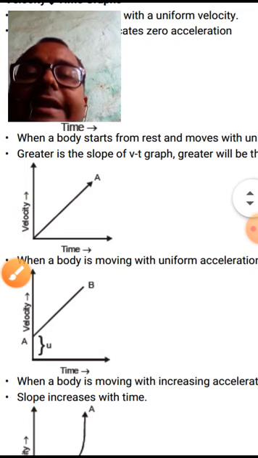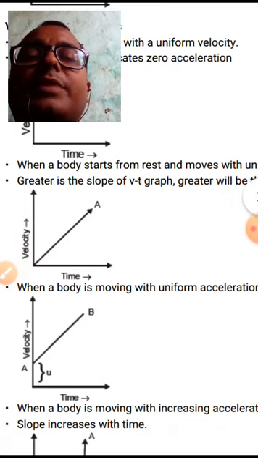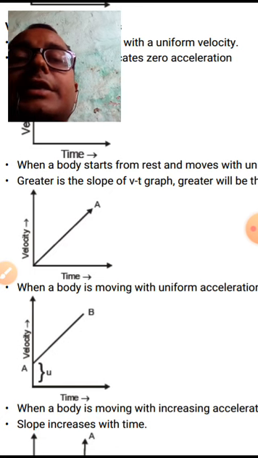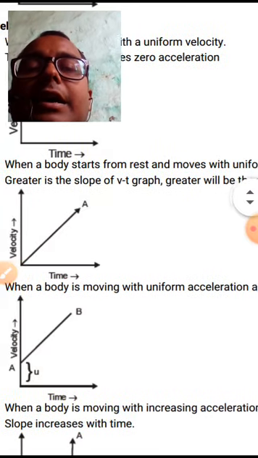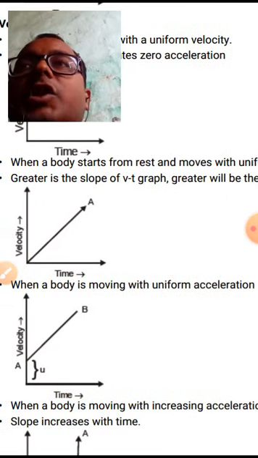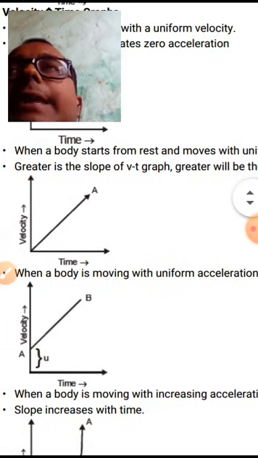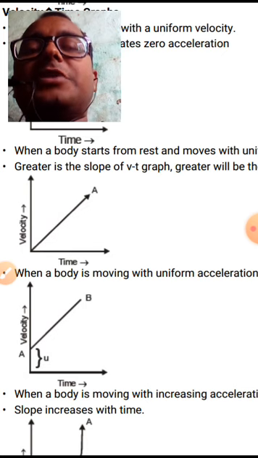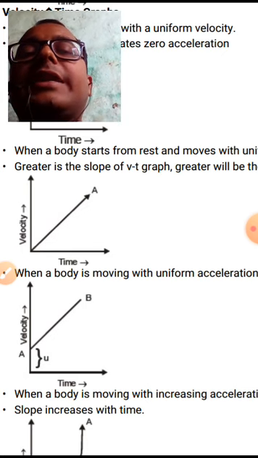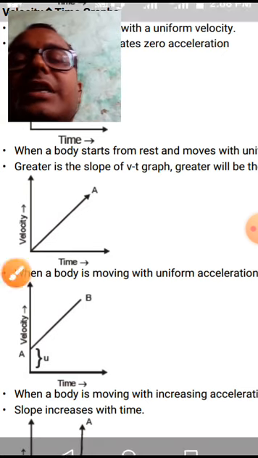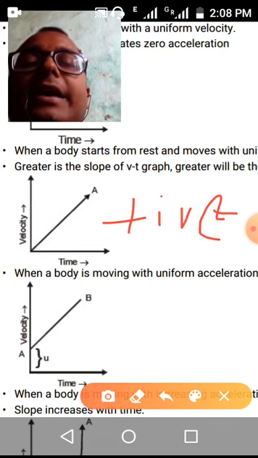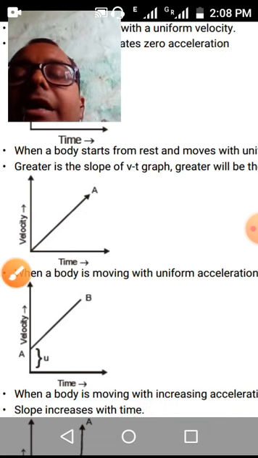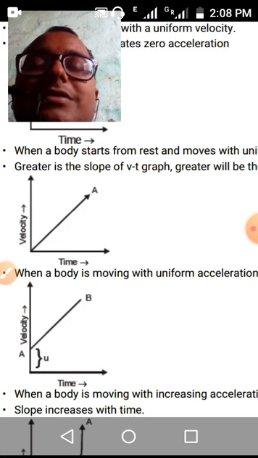Now in the second case, a body starts from rest. That means the initial velocity is 0, with uniform acceleration. Here the acceleration is positive in nature. Why? Because u is smaller as compared to the final velocity. That means the final velocity is increasing, but the initial velocity is 0. Hence the change in velocity comes out positive. If the value comes out positive, we can say this is an increasing or accelerated motion of velocity.